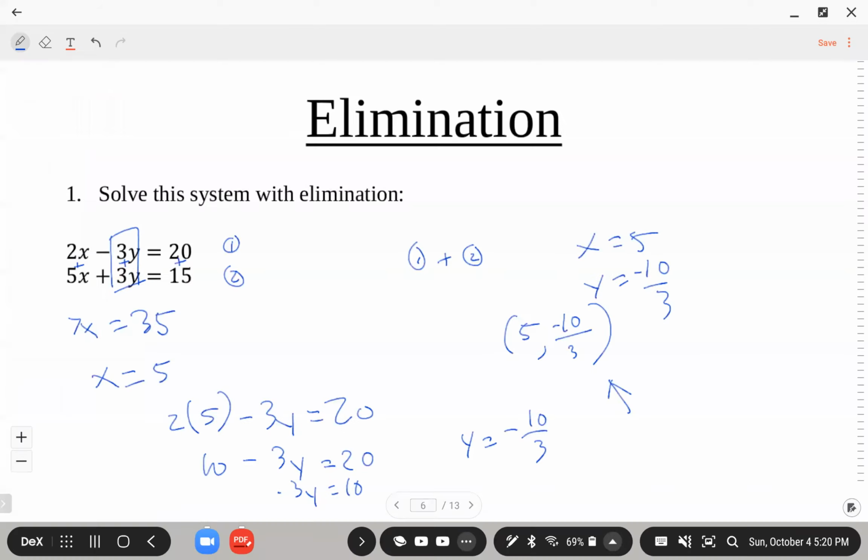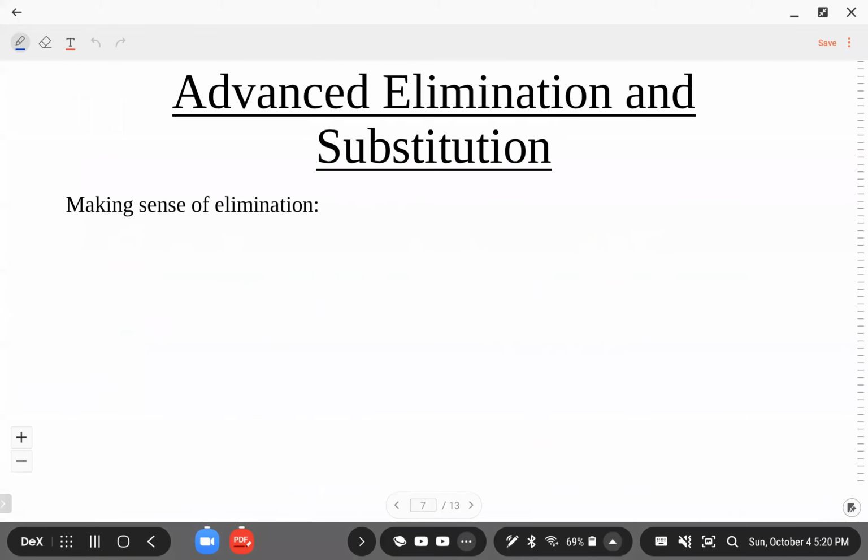I'll explain elimination again. Okay? So, actually, I'll explain it on the next slide because the next slide will make sense of elimination. I'll explain why you add and subtract equations and why it makes sense.